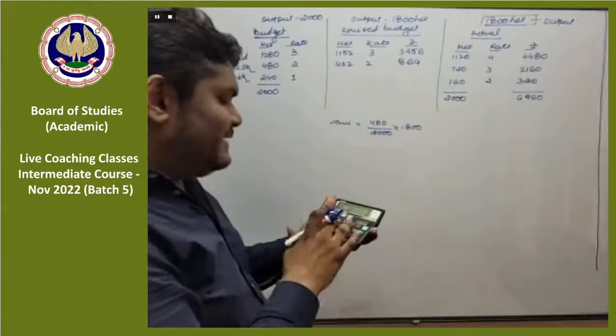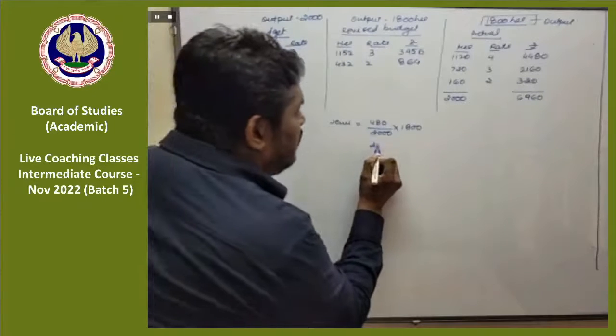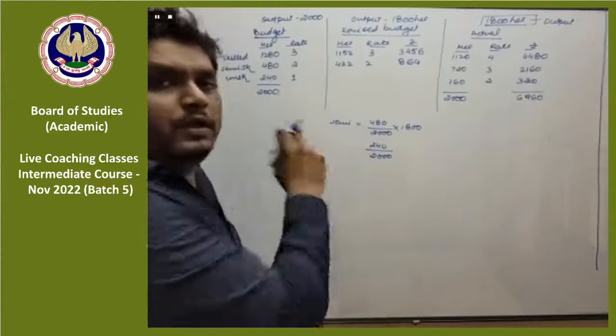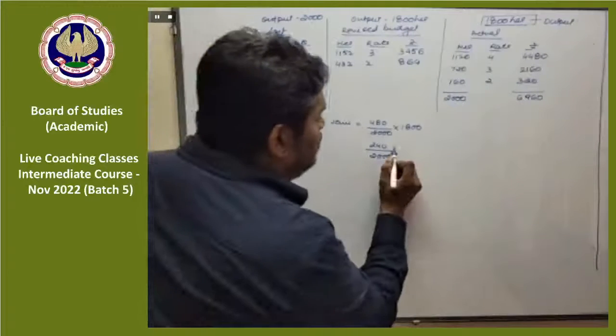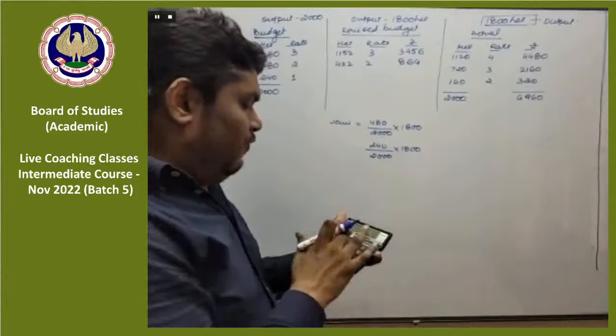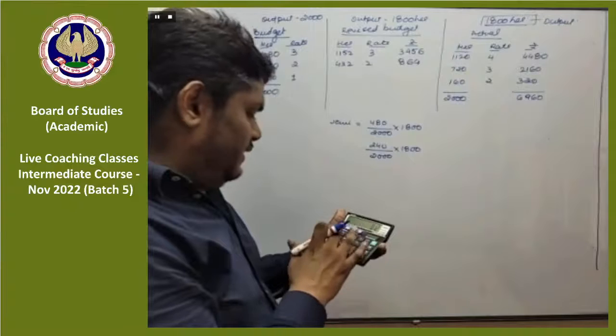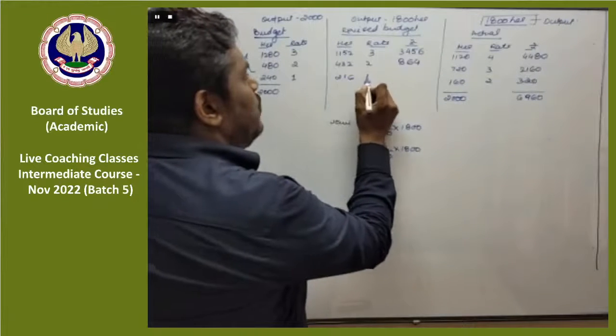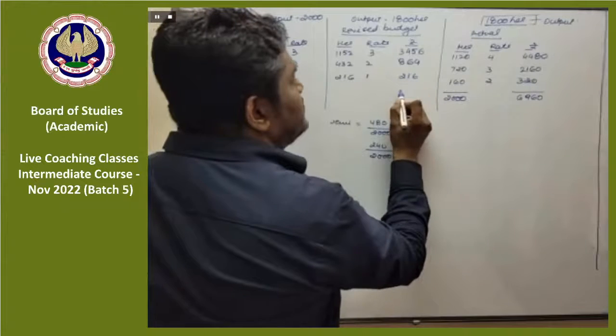Similarly, for unskilled 240 hours, for 2000 hours of output, I am not talking about input, 2000 hours of output. So for 1800 hours, how much it will be? 240 divided by 2000 into 1800. So this will be 216 into 1. So this will be 216.